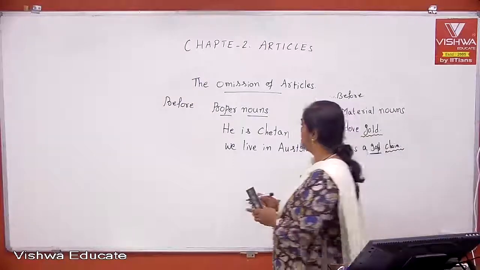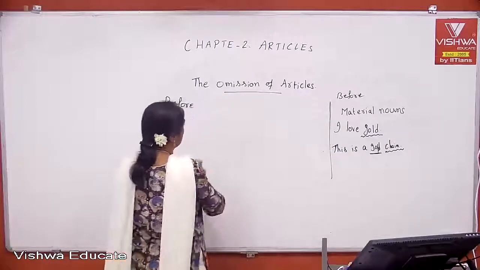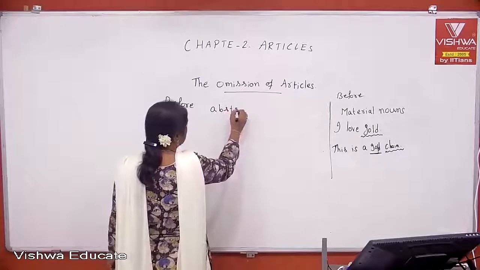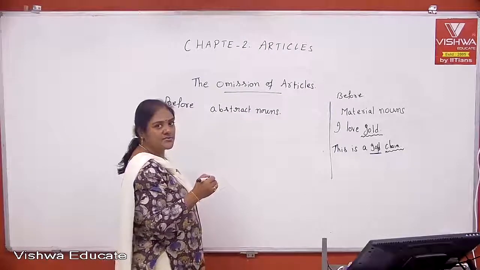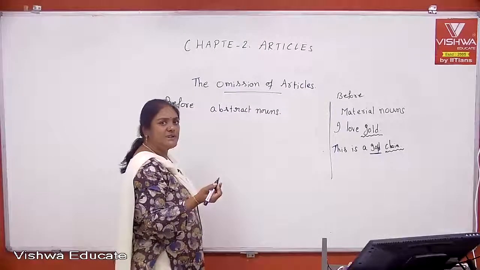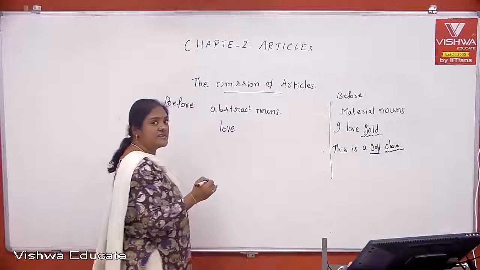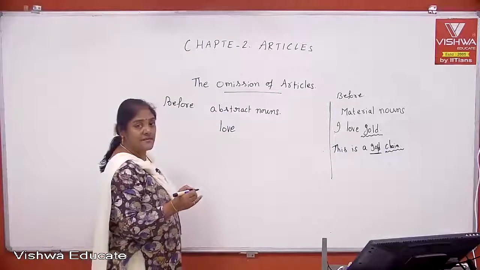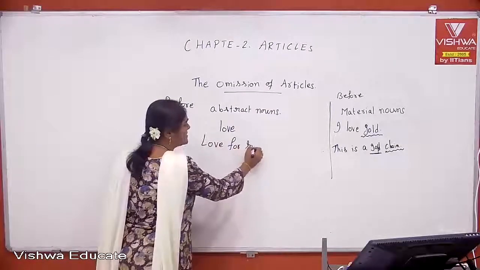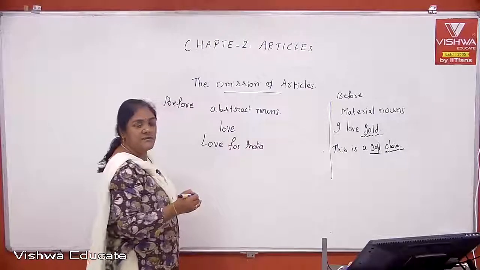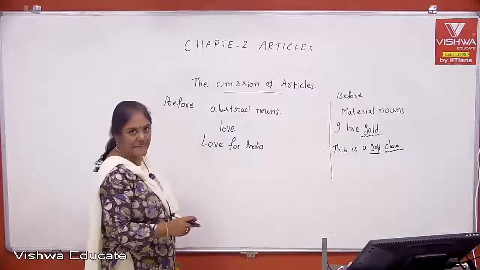Okay. Next. We don't use articles before abstract nouns. You know abstract nouns very well. For example, love. We can't say a love. Say love for India. Love for sports. But no article before it. Got it?